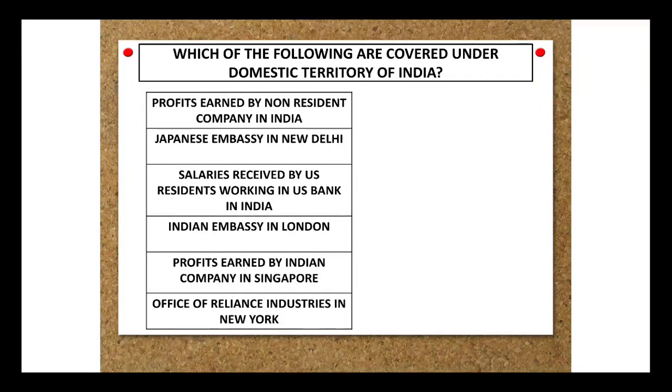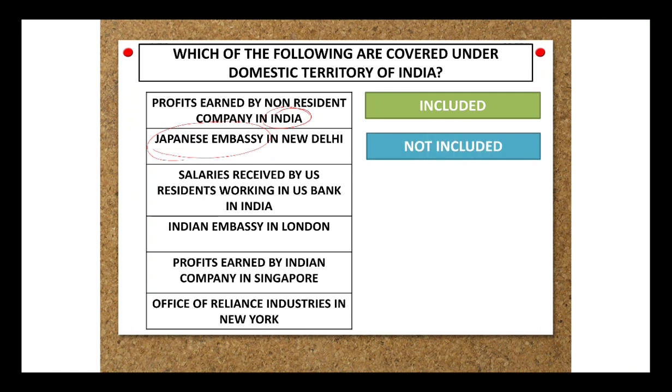The first one says profits earned by a non-resident company in India. Whether normal resident or not, we are not concerned. The profits are earned in our own geographical and political frontier, so they will be included in the domestic territory of India. Next, the Japanese embassy in New Delhi. This is an exception. Whenever embassy questions are given, focus on what kind of embassy it is. Since a Japanese embassy works for the people of its own country, Japan, it will not be included in the domestic territory of India.